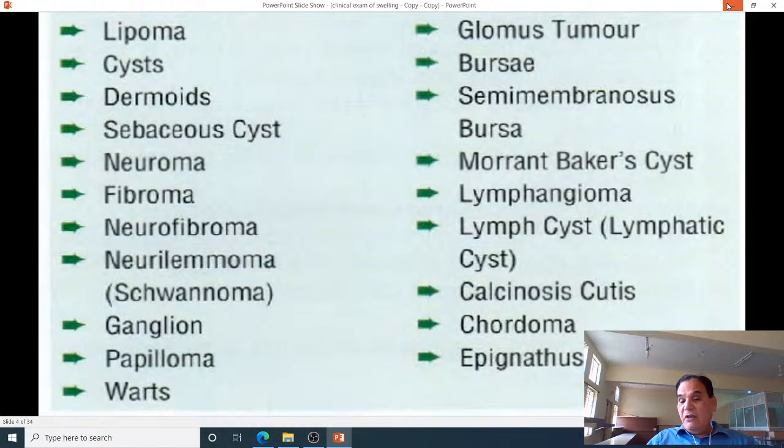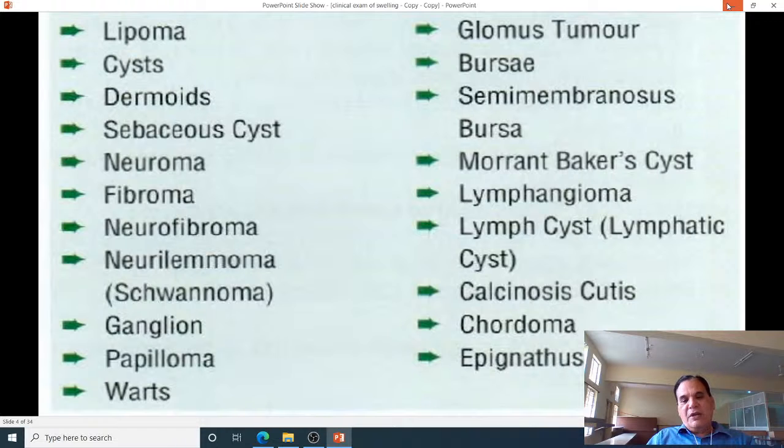Lymphangioma, but lymphangioma is congenital. Lymphatic cyst, chondroma, epignathus. They are difficult names. Forget about them. Remember lipoma, cyst, dermoid, sebaceous, and fibroma, and ganglion. This is all you are going to get in the examination.